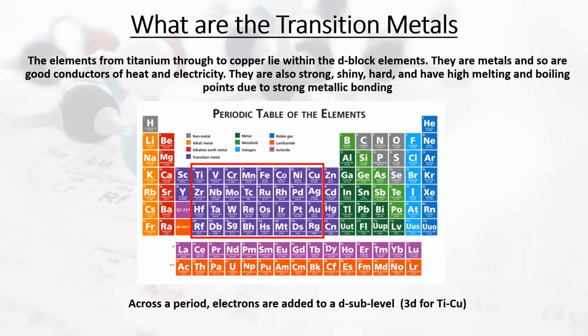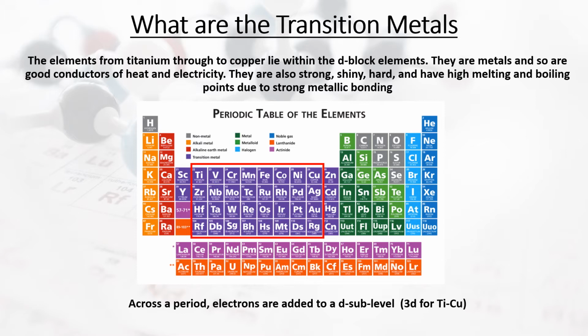And these are metals, and so they're good conductors of heat and electricity. They're strong, they're shiny, they're hard, and they have high melting and boiling points because they have strong metallic bonding. That delocalized sea of electrons and the positively charged ions, there's good electrostatic attraction between.